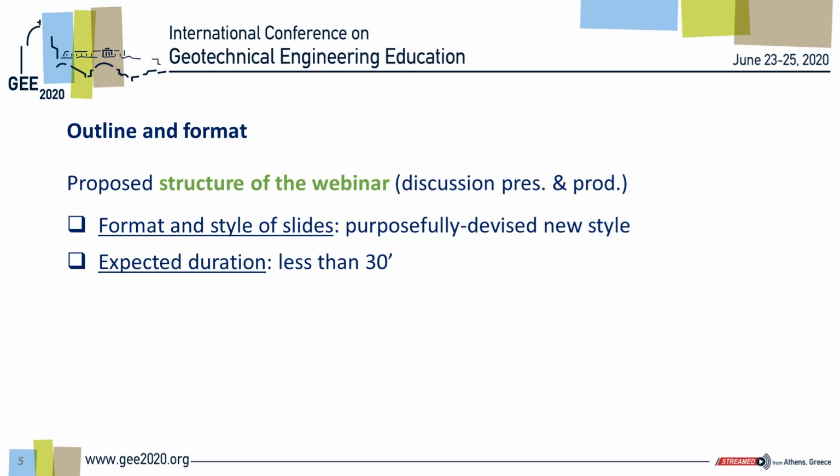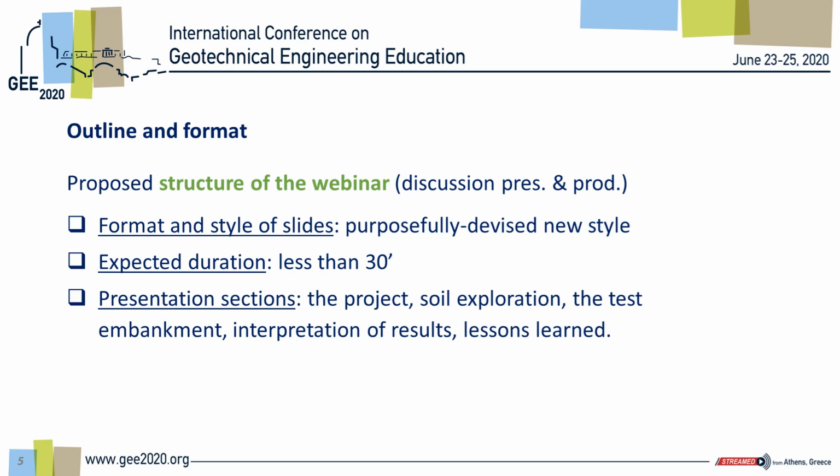Concerning the duration of the webinar, it was decided to set its length to less than 30 minutes, because a longer length would have probably limited its appeal for instructors to use in their classes. And finally, we decided that the sections to be adopted in this case were to be 5: the project, soil exploration, the test embankment, interpretation of results, and lessons learned.